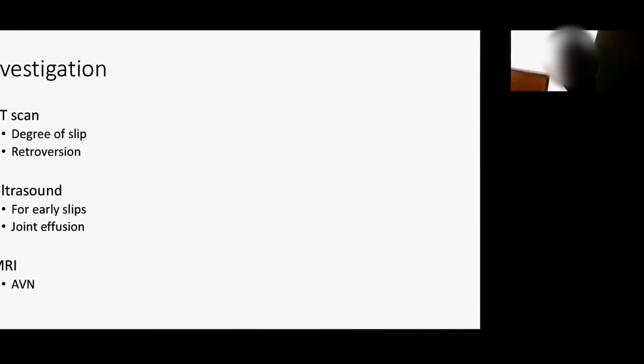Further investigations include CT scanning to find out the degree of the slip and also the version of the hip. Ultrasound scan can be useful for early slips and also to look at the joint effusion. An MRI scan to look at the avascular necrosis. But these are all supplementary investigations. In terms of diagnosis, the history, clinical presentation, and plain X-rays should, most of the time, be able to give you the diagnosis.